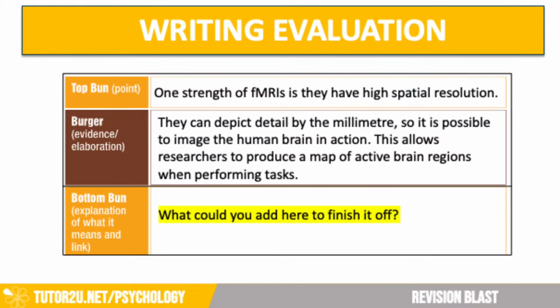So let's have a look at an example. We've given you a point: one strength of fMRIs is that they have high spatial resolution. The burger, the evidence, the elaboration, is that they can depict detail by the millimeter. So it's possible to image the human brain in action, and this allows the researchers to produce a map of active brain regions when performing tasks. So we want you to give us a sentence or two for the bottom bun. Why does this matter? How can you finish this off? Attempt to answer that question. Why is this important? Again, have a go in the chat for me.